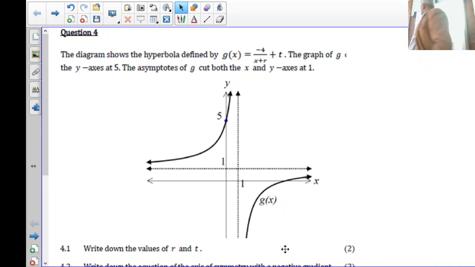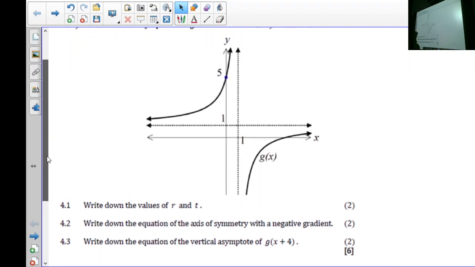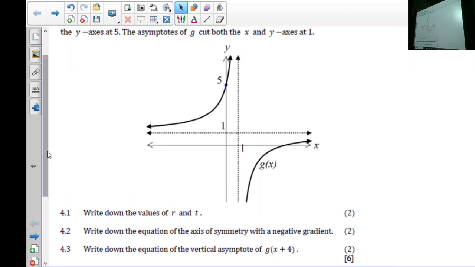So in question 4 we are told that the diagram shows the hyperbola defined by g of x equals negative 4 over x plus r, plus t. The graph of g cuts the y-axis at 5, and the asymptotes of g cut the x and y axes at 1 and 1. All that information is on the diagram. First question: write down the value of r and t.